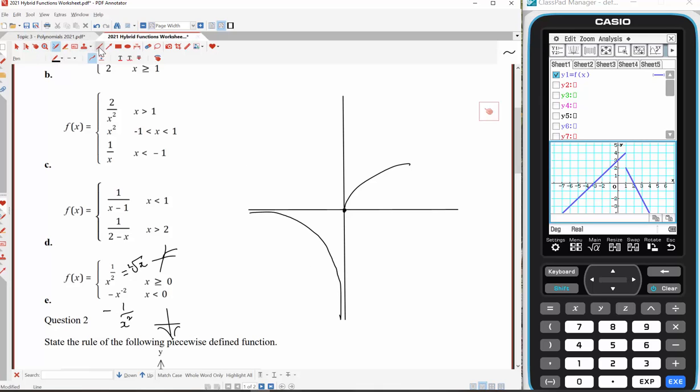Right, so let's draw in our asymptotes. So that's the line y equals 0. X equals 0, by the way. So that's x equals 0 and y equals 0. So we've got our two equations represented, or two parts there.